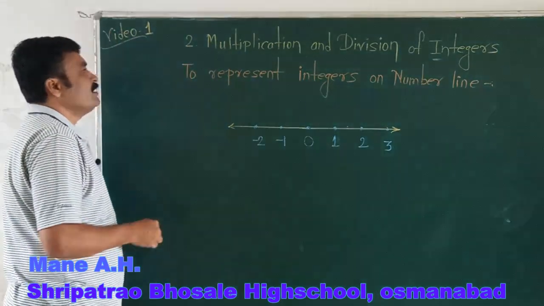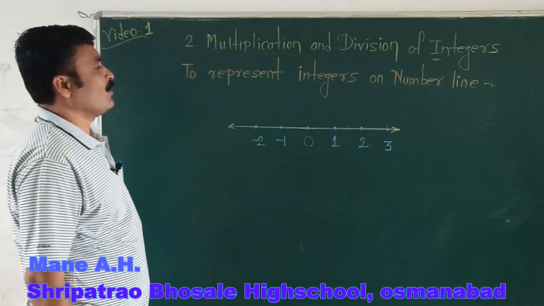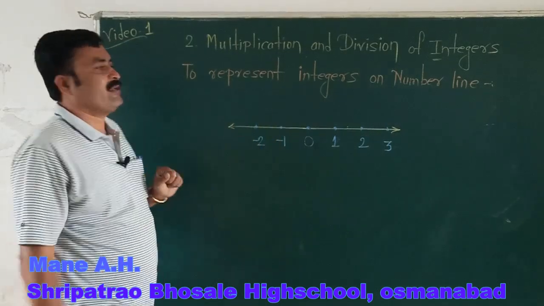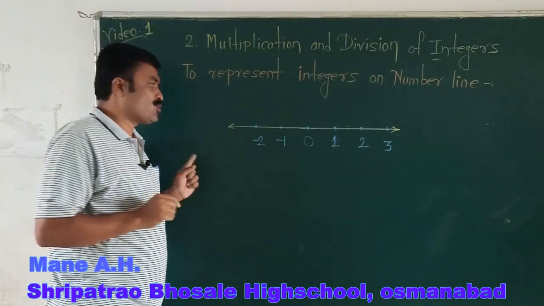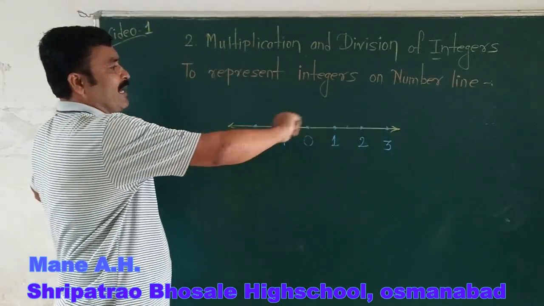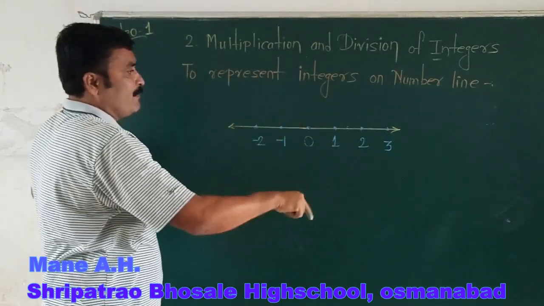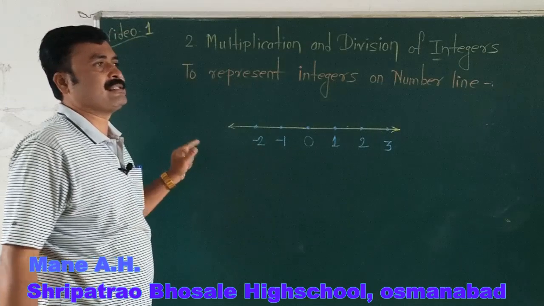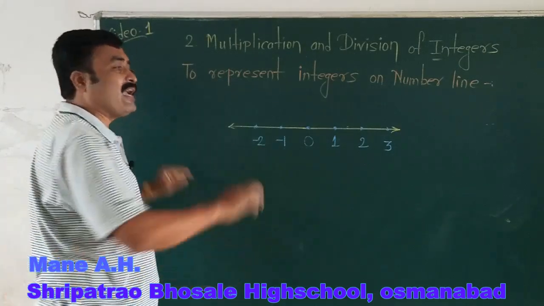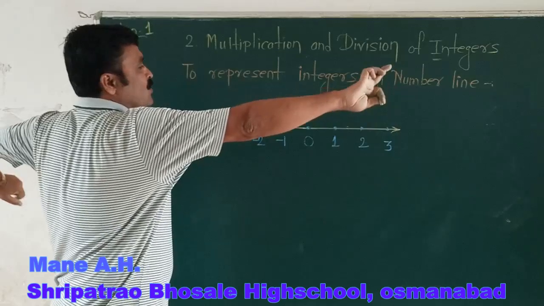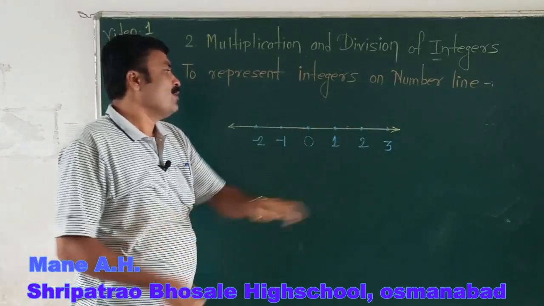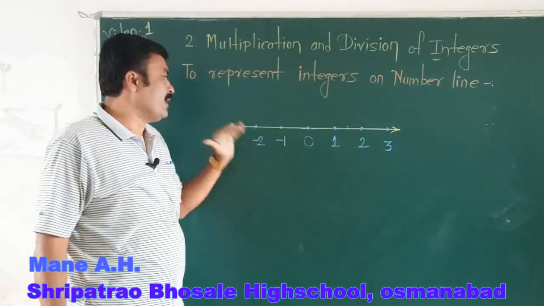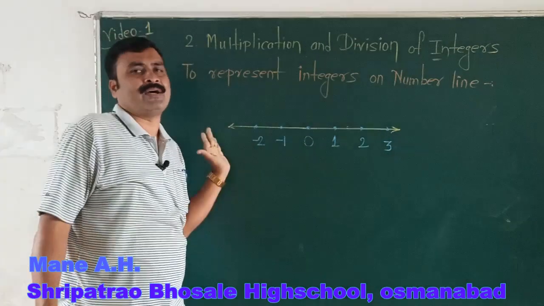So this is the representation of integers on a number line. Now at both ends of this number line, here I am showing an arrow sign. This arrow sign shows that we can extend this line at both sides infinitely. That means all positive integers as well as all negative integers increase infinitely in both directions. So in other words we say positive integers are infinite and negative integers are also infinite.